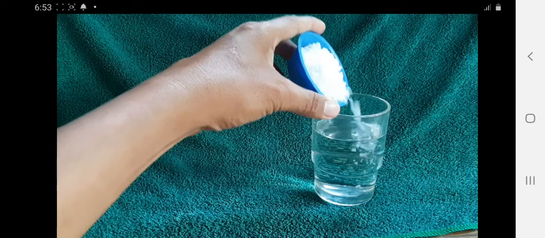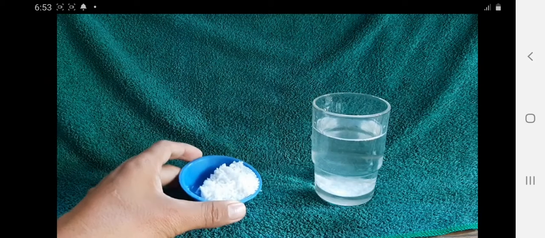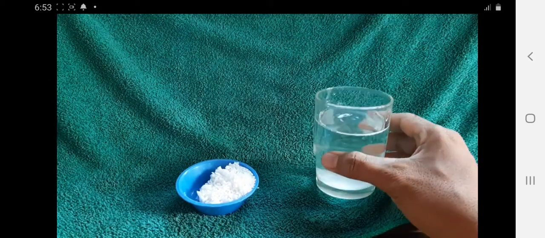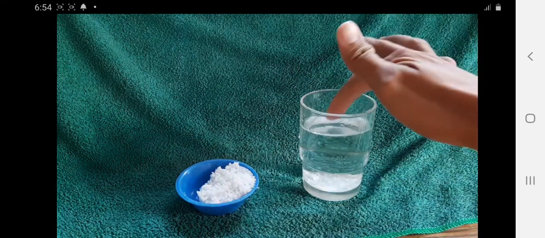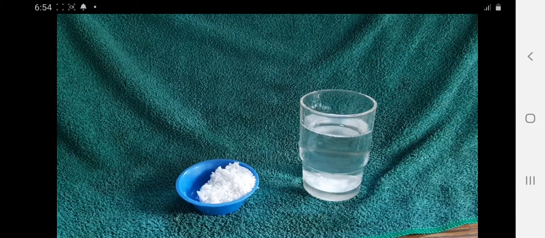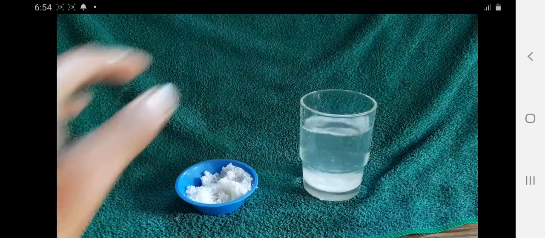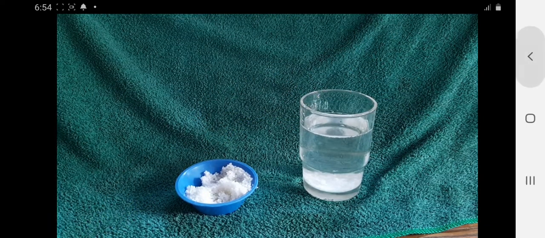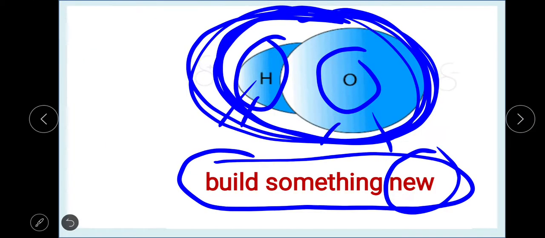Take a look at the video here. We are adding salt in a glass of water, but what you can see is that there is no burning happening. The salt is not burned. There is no burning that happens in this video. Meaning to say, salt has sodium, but when you add it in a glass of water, it will not burn because it is another substance, a compound. This is what we mean by building something new.